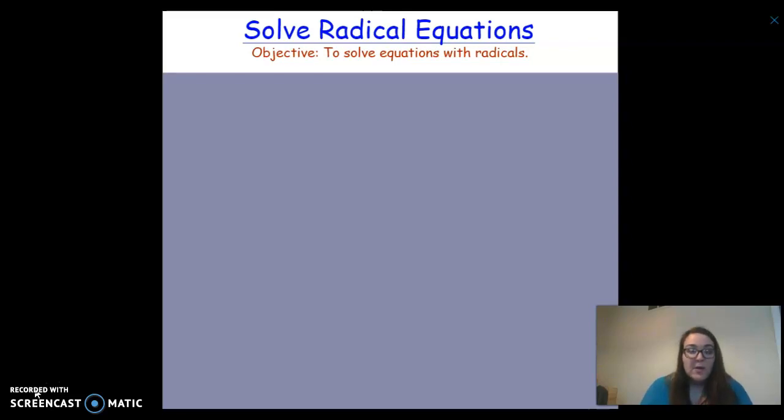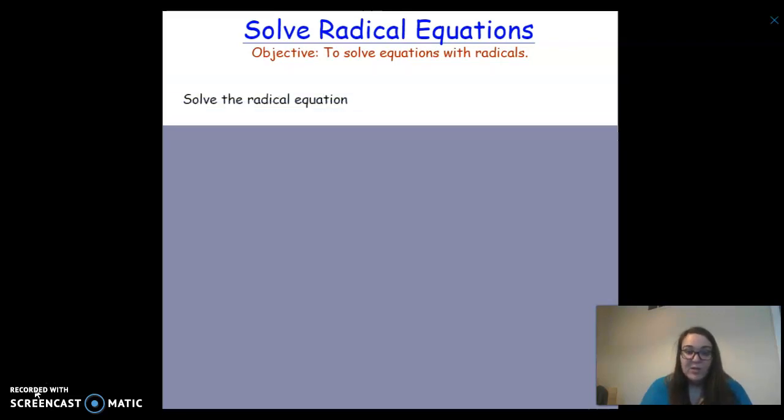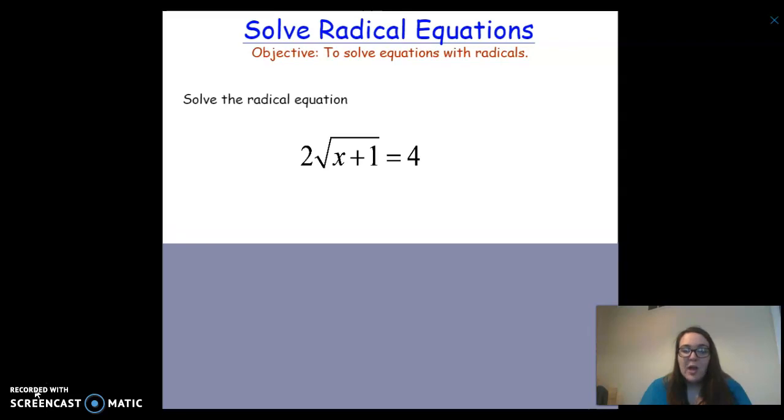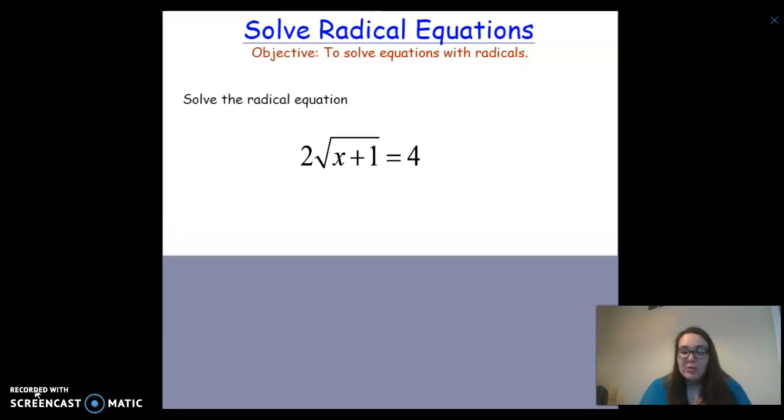Now, to be able to solve equations with radicals, we first have to know what a radical equation is going to look like. So this first one here just says, solve the radical equation. I want you to write it down. As you're writing it down, think about what you might need to do first. Pause the video when you need to.